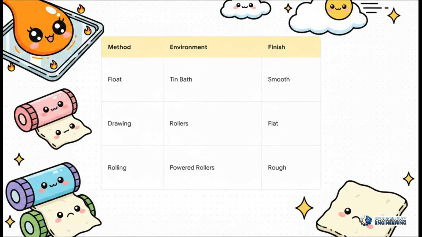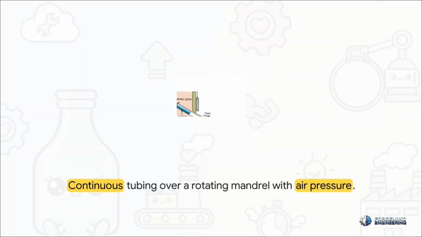It's a massive efficiency win because it entirely avoids all those extra grinding and polishing steps you'd normally have to do with drawing or rolling methods. Now, for our continuous tubing lines, maintaining consistency and eliminating waste is absolutely paramount. We pull this off by rotating a mandrel while continuously blowing internal air pressure right through it.